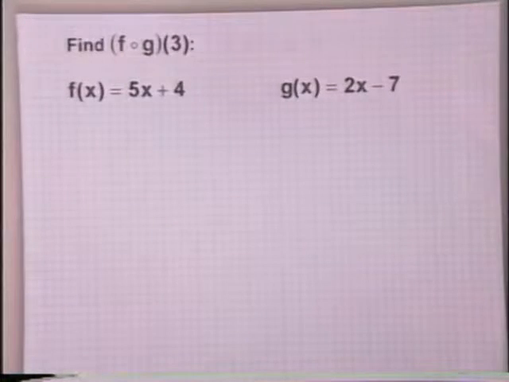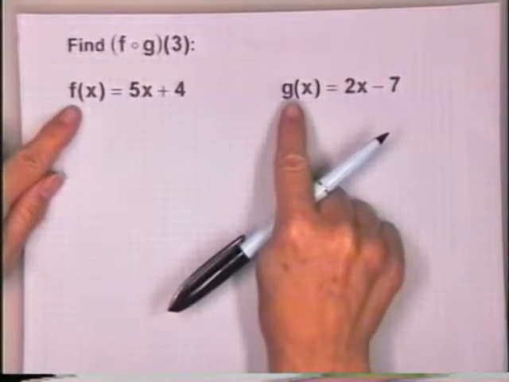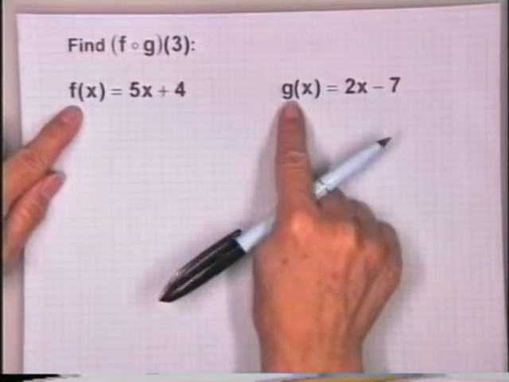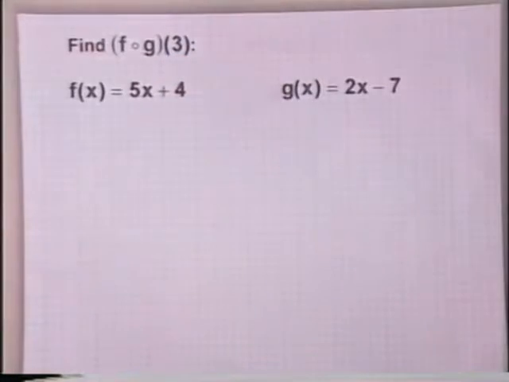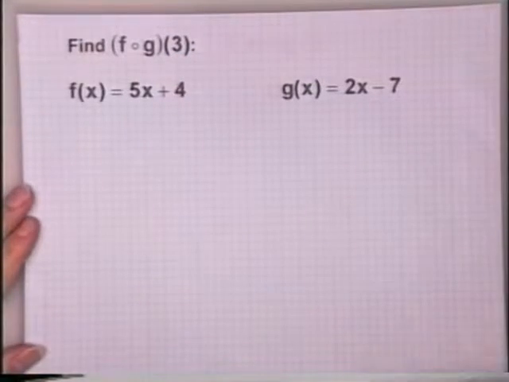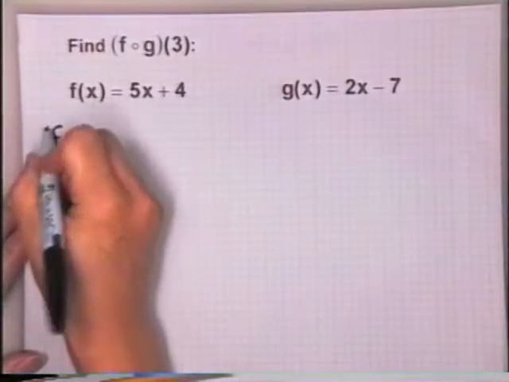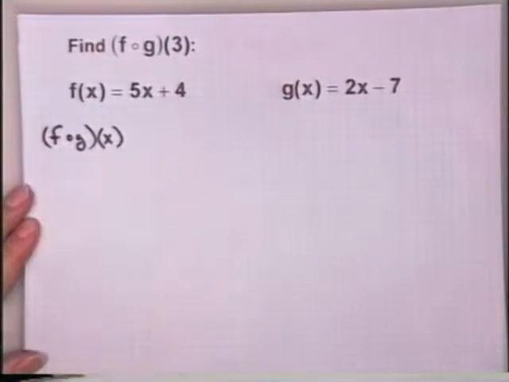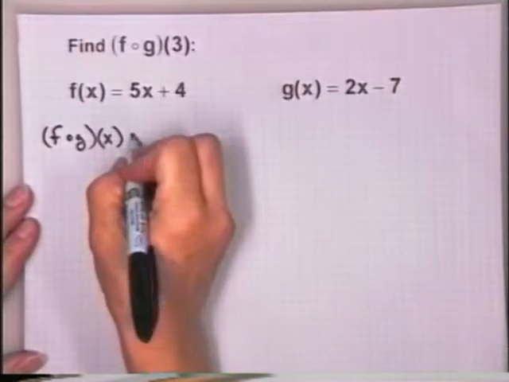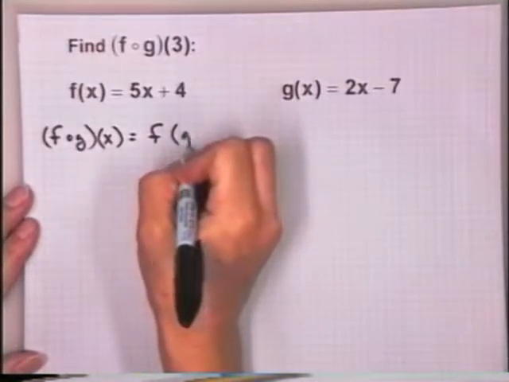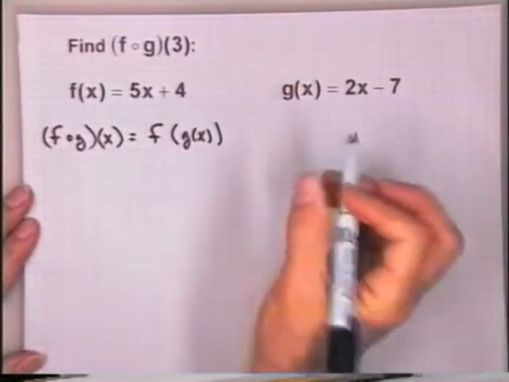Okay, now on this example, we have a little bit different problem. Find f circle g of 3. Instead of x, it says 3. Now you'll notice here we have f of x and g of x. Here we have 3. Now I want to show you two different ways that you can do this problem. First of all, you might want to start out and just say, okay, well, I'm just going to find f circle g of x like we've been doing. F of g of x here.